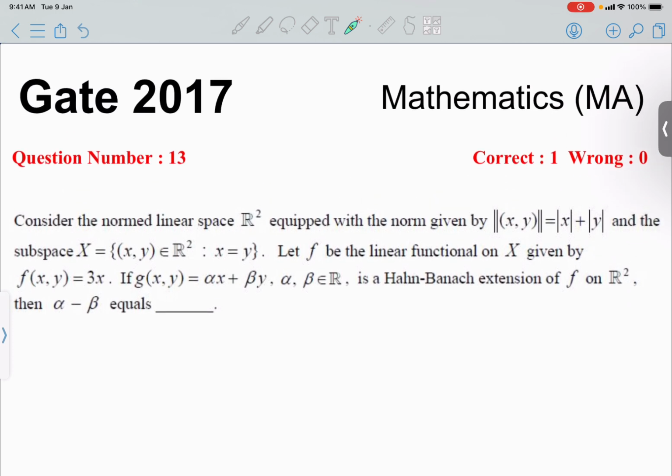Consider the normed space R2 equipped with this norm. This is the L1 norm. And the subspace X is given by x equals y. Let f be a linear functional on X given by f of (x, y) equals 3x. If g of (x, y) equals alpha x plus beta y, for alpha, beta in R, is a Hahn-Banach extension of f on R2, then we have to find alpha minus beta.